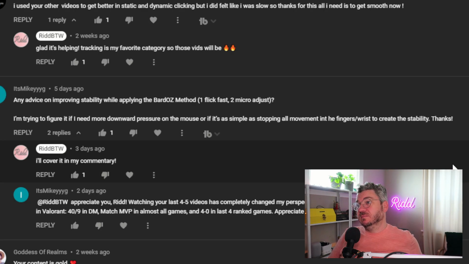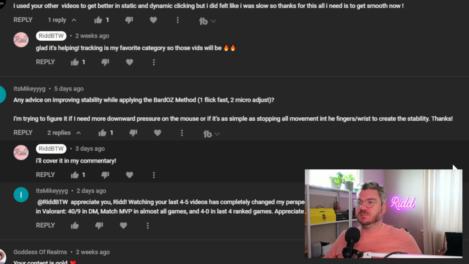Any advice on improving stability while applying the Bartos method, which is one fast flick and then a micro adjustment? One of the more important things to focus on as you get really good at flicking and you get a lot better at micro flicks and speed, you need to emphasize your stopping power, and you need to ensure your technique is one where you aren't having to tense up in order to stop. You should be prioritizing under flicking, confidently stopping on the target and stopping resolutely, I think, as Gored puts it. Great advice, great word to describe that.